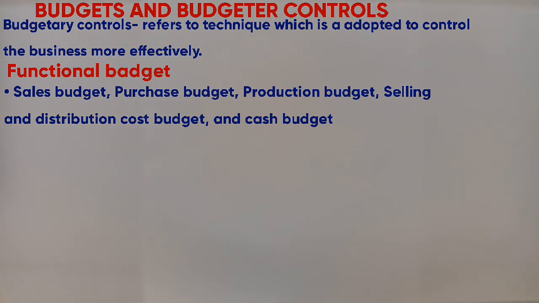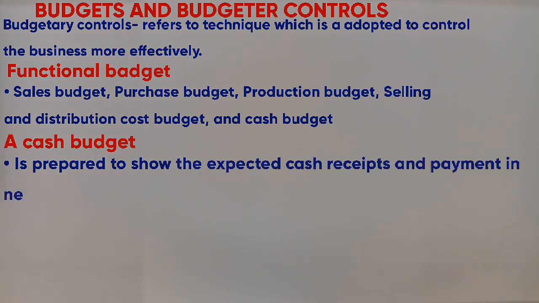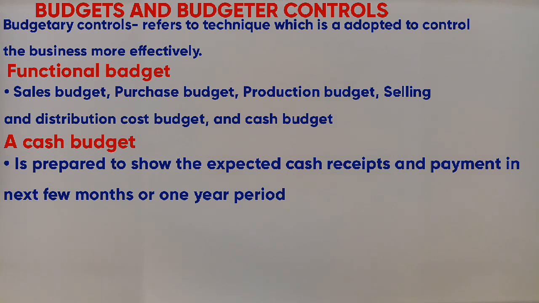Now, in today's lesson, I want to focus more on the cash budget. A cash budget is a budget prepared to show the expected cash receipts and payments in the next few months, within one year. So this budget shows the cash receipts and payments that are made within one year.